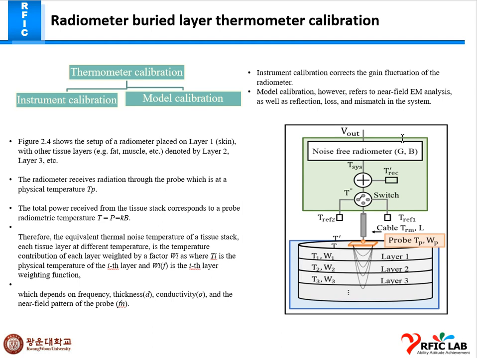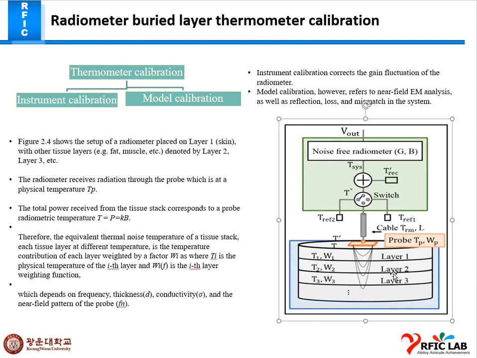I'm going to explain this figure, which I have mentioned over in this presentation, and it was in the thesis also. As you can see in this figure, the setup of the radiometer is placed on layer 1 with other tissues: on layer 1 there is skin, and on layer 2 it's fat, muscles, and so on. The radiometer receives the radiation through the probe, which is at a physical temperature, denoted by the symbol TP.